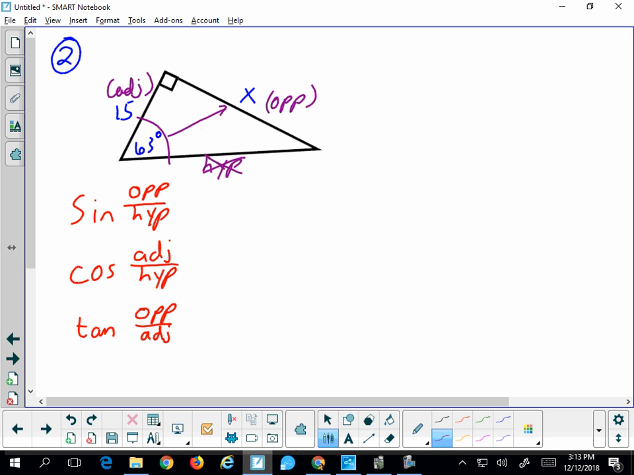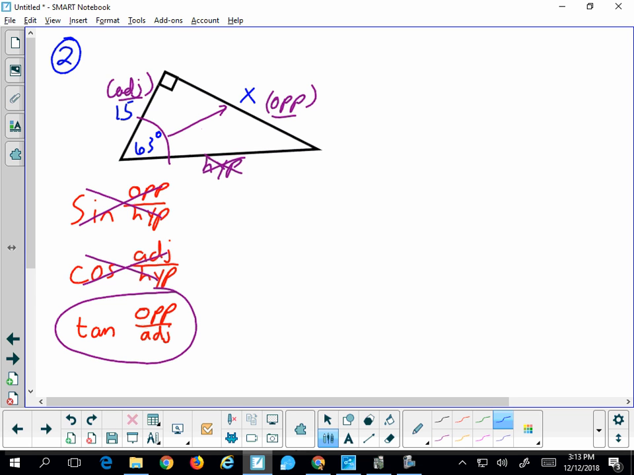So for this problem, I need to use the trig function that employs the opposite side and the adjacent side. If we look at sine, that's opposite and hypotenuse, so it's not sine. Cosine is adjacent and hypotenuse, so it's not cosine because we're not using hypotenuse. So my third and final option is tangent, which does use opposite over adjacent.